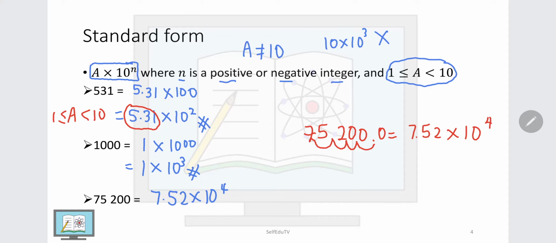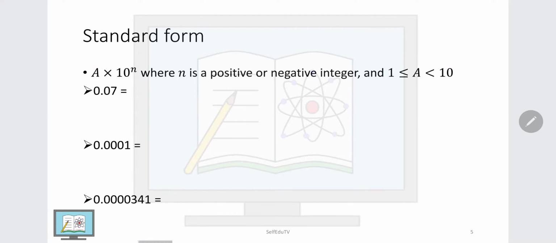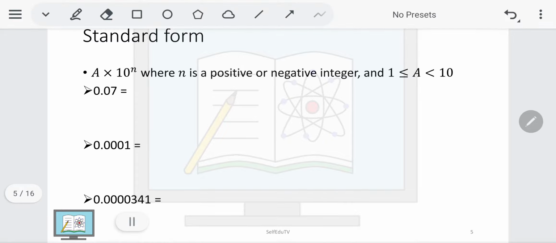So what we are doing now is for large numbers, how to change large numbers into standard form. How about small numbers like this? We know that 0.07 is equal to 7 multiplied by 0.01.